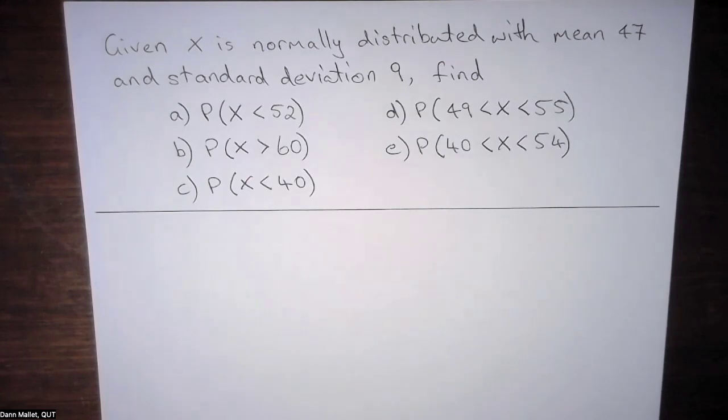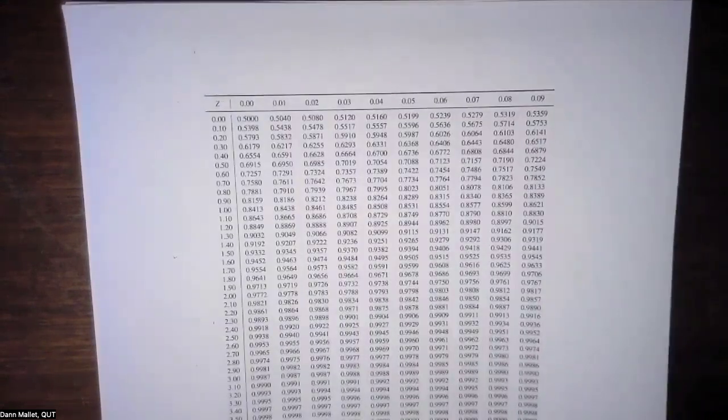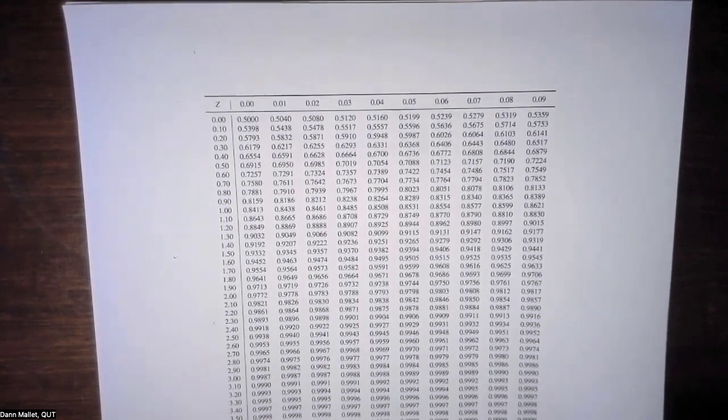Now for this example, I'm going to be doing this using a cumulative normal distribution table. So I'll just give you a quick look at that. And I'll be using that explicitly here on the camera to show you how we figure these probabilities out.